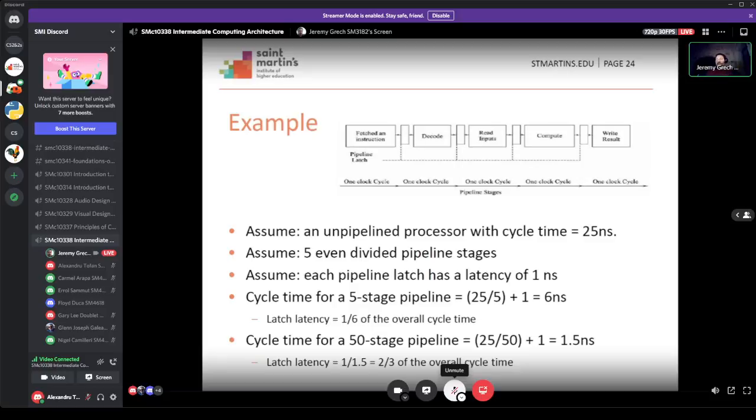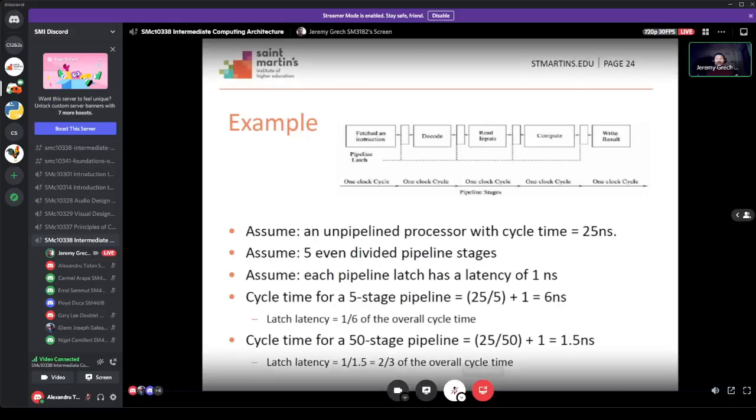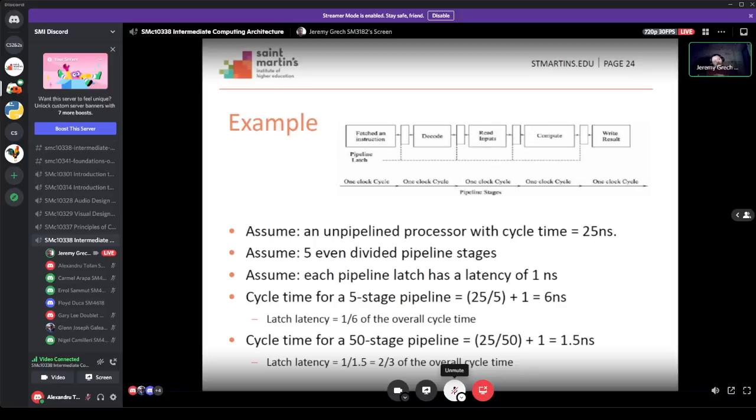So the idea here is I can have clock cycles that are shorter, but if my latency time between one stage and the next remains the same, then my CPU is not going to be as efficient as possible. In fact, in this particular case, 2/3 of the time for each clock cycle is going to be wasted doing absolutely nothing, just moving from one stage to the next.